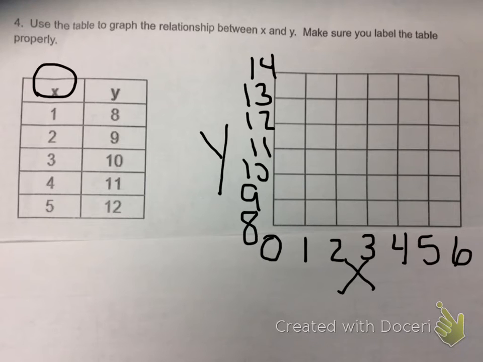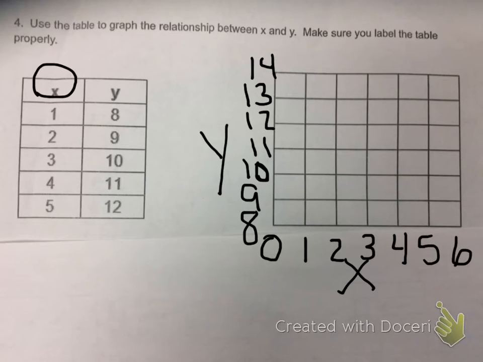Now you can do this as long as your intervals on your axis are equal. You can't start skip counting by ones and then switch to threes or fours in the middle of it. All right, so the first thing I need to do is graph my first point.